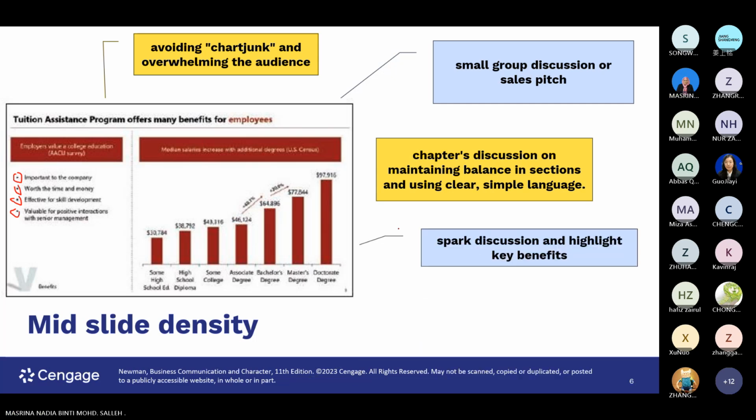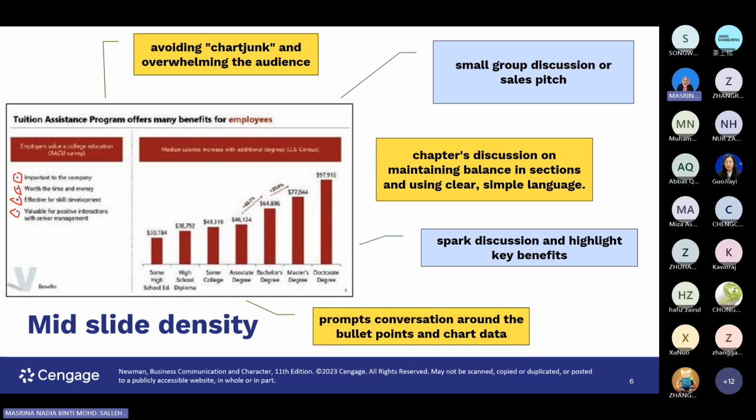And with that, it helps to spark discussions and highlight the key benefits. So for the mixed density, the design prompts conversations around the bullet points and chart data rather than the audience needing to read very extensive text. So that's the difference.